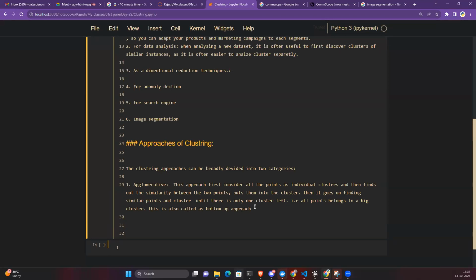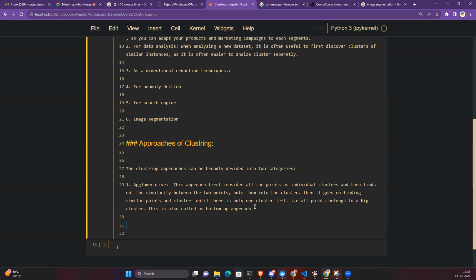Earlier, we were thinking all the points belong to one cluster, and then we were creating separate clusters. That is called the top-to-bottom approach. But here we are going with the bottom-up approach, meaning bottom to top. At the very beginning, all the data points are segregated into single clusters, and on top of that we apply these steps.